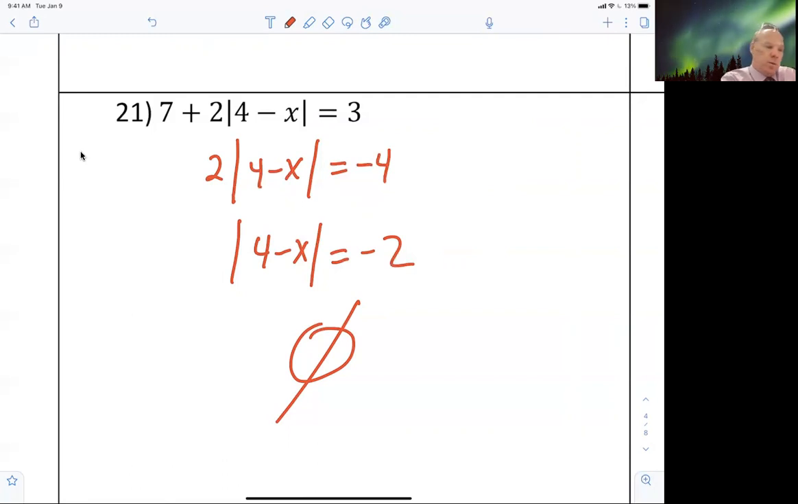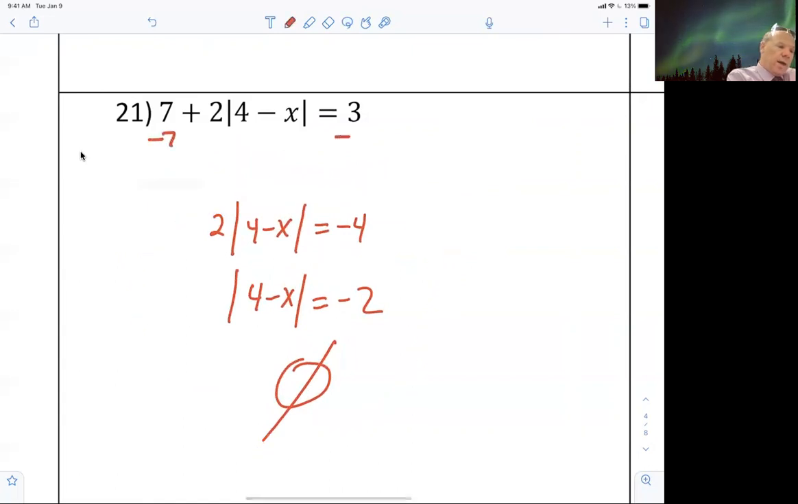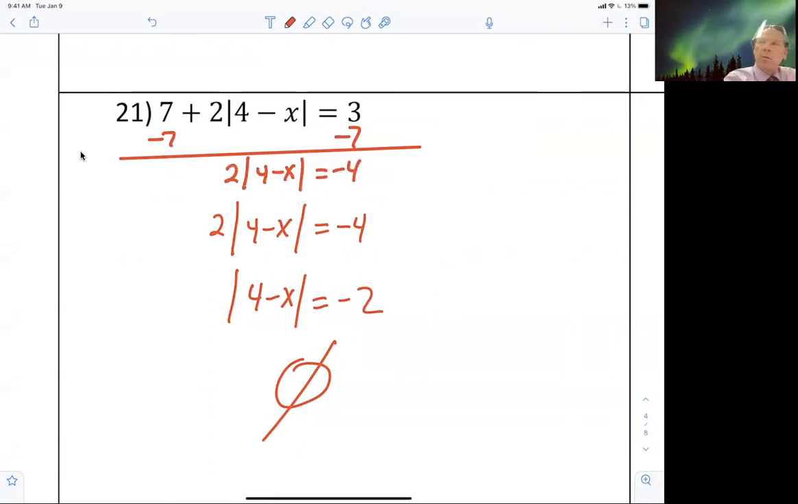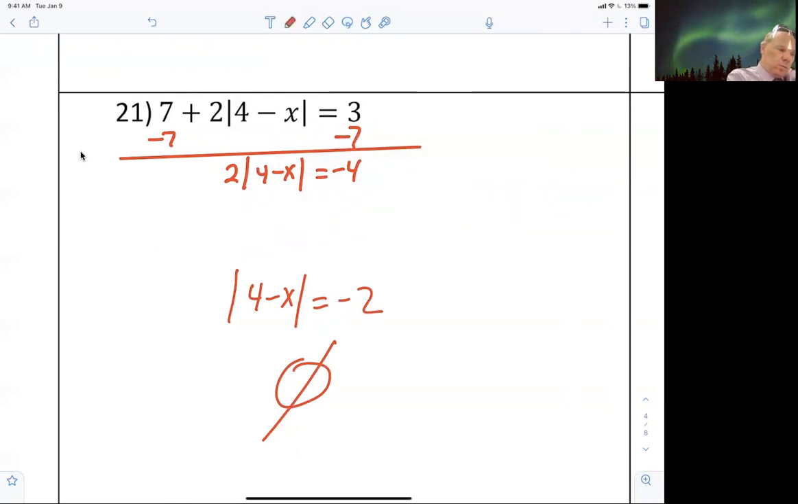Jolie, what? How did you get like -4 and then like a 2? All right, pay attention. You ready? -7. We're isolating the absolute value. 2 absolute value of 4 minus x equals -4. Now what do I do? You would do the same as you did before. What would I do with the 2 now? Oh, yeah. Correct. Jolie, you good now? Yeah.